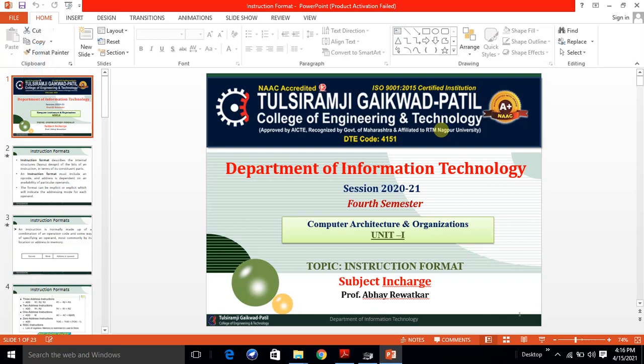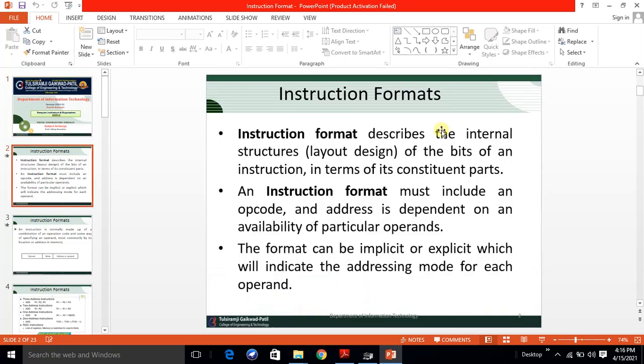Today we are going to discuss the instruction format in the Computer Architecture and Organization subject. What does instruction format indicate, and what are the different types of instruction format? Here we have one address instruction format, two address instruction format, and zero address instruction format.